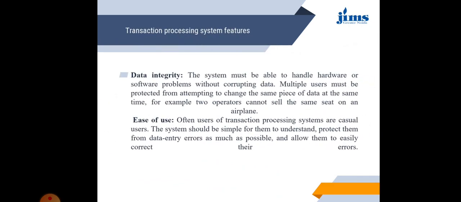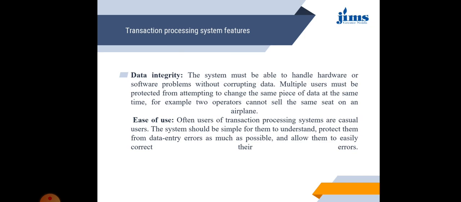Next one is data integrity. As we all know, integrity means there will be no change in the data. If there is a change in the data, the integrity will be lost. The system must be able to handle hardware or software problems without corrupting data. It means there will be no corruption in data, and no changes to data by an unauthorized user.